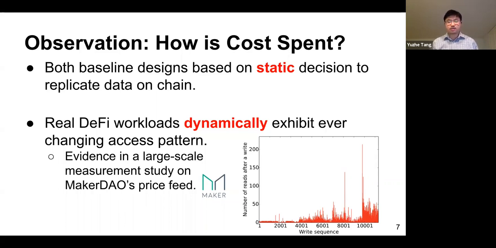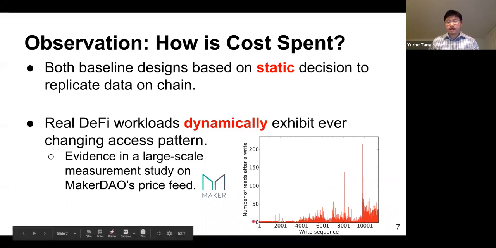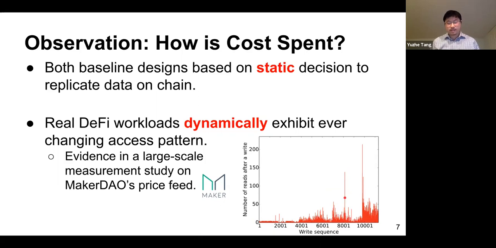The x-axis looks at the sequence of writes, each triggered by a price tick in the data feed, and the y-axis looks at the number of reads following a write. You can see most of the time there are few reads following a write, but occasionally it can be as many as hundreds of reads after the write. So we observe a gap between the dynamically changing workload and the underlying system design that is essentially static.